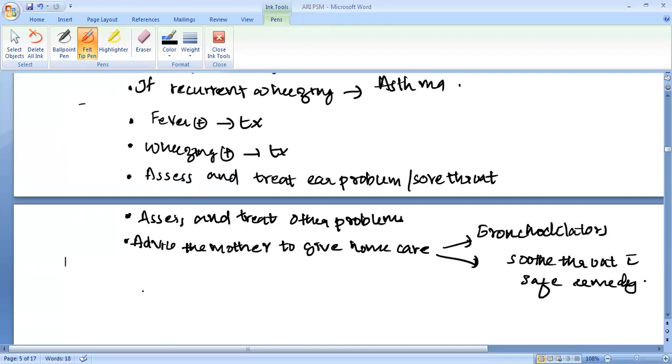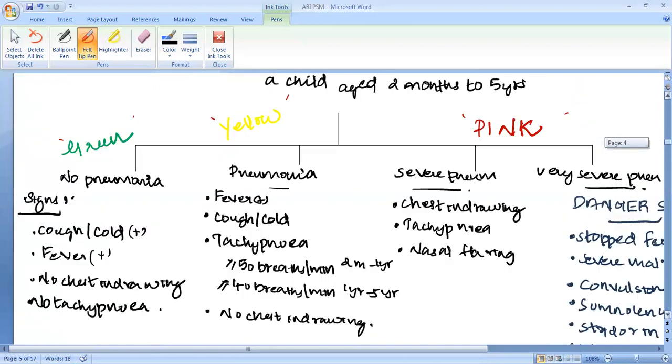Okay. And also we have to advise this mother when to return immediately. So these are the things that we have to do while managing a case of no pneumonia.